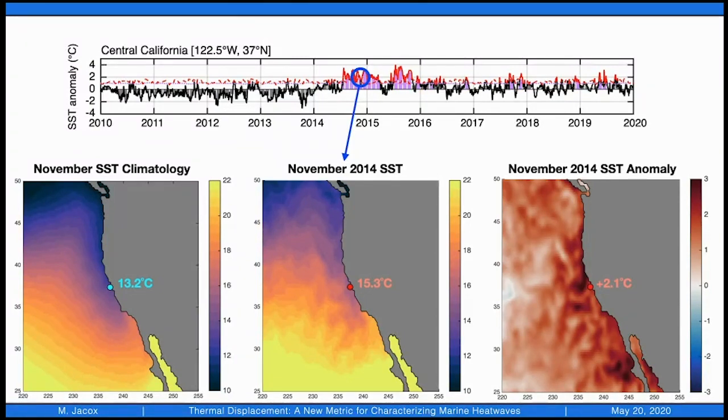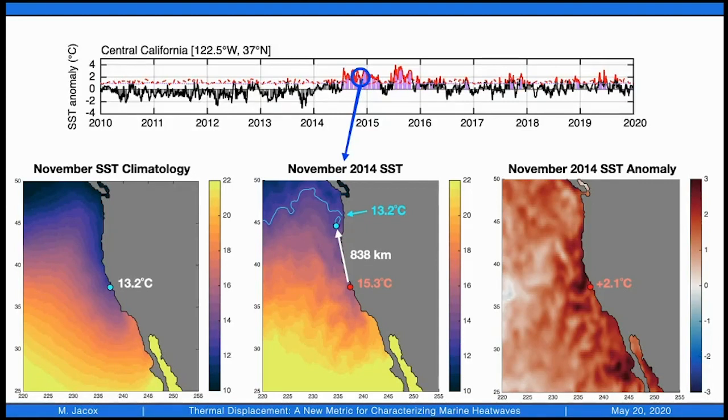So then the idea here simply is to say, in November 2014, it's anomalously warm. The temperature we would expect to see from the climatology is 13.2. So where is that temperature now? And so this contour here is where that 13.2 degrees Celsius contour is. And then we just look at how far we have to go to get to that temperature. And so in this case, it's 838 kilometers away to the closest point with that climatological temperature. And so this distance is what I'm calling the thermal displacement.